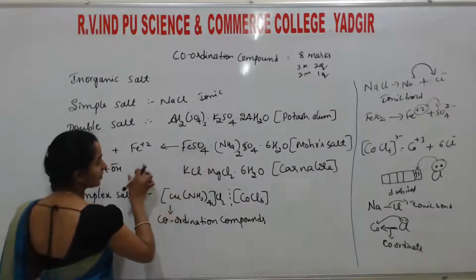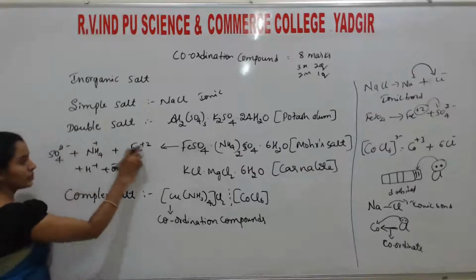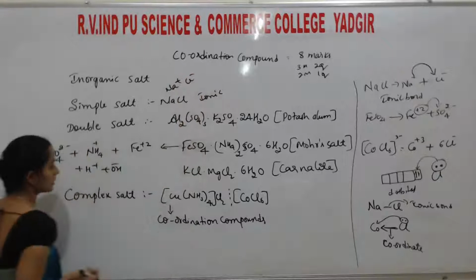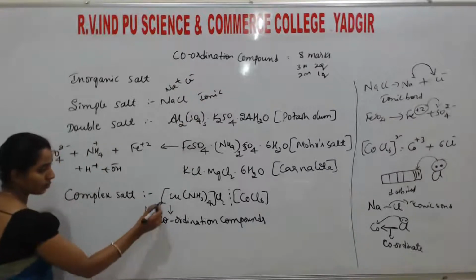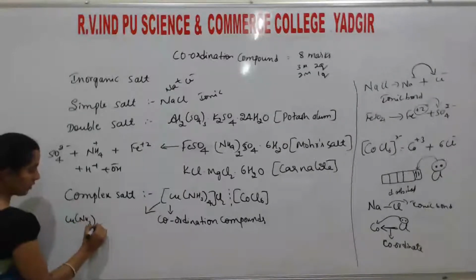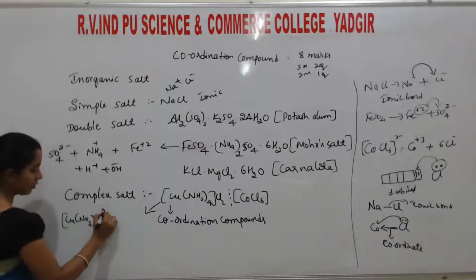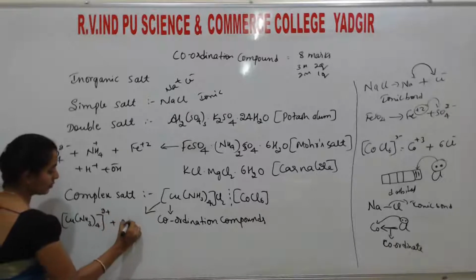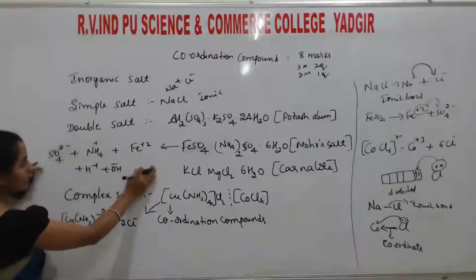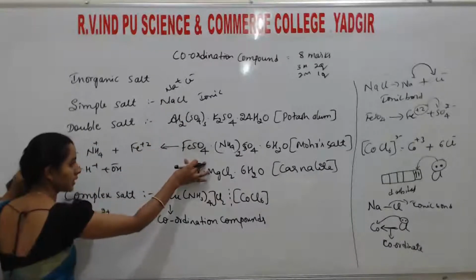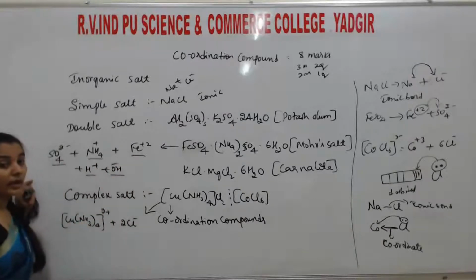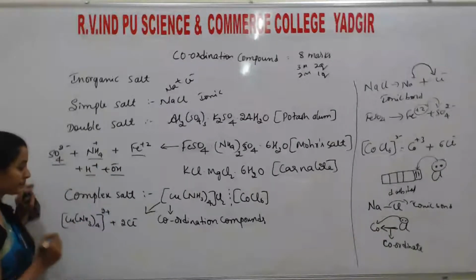So once this salt dissociates, you will get individual ions. So here it is Na+ and Cl-. Here if you dissociate this, students, you will get [Cu(NH3)4]2+ and 2 Cl-. So this is the dissociation. So in all the cases, whether it is a simple salt or a double salt, we will get what? Individual ions.